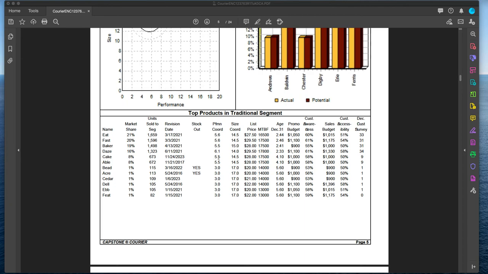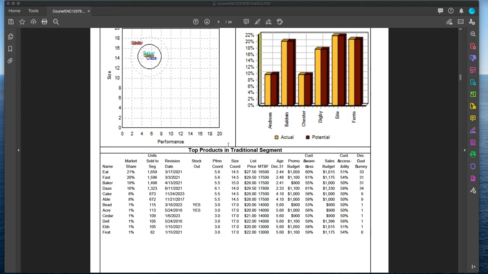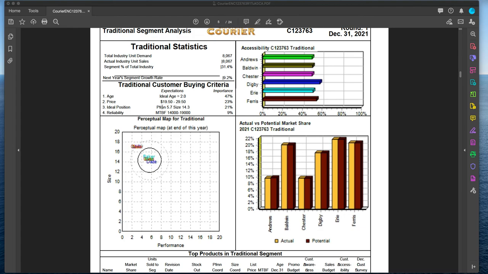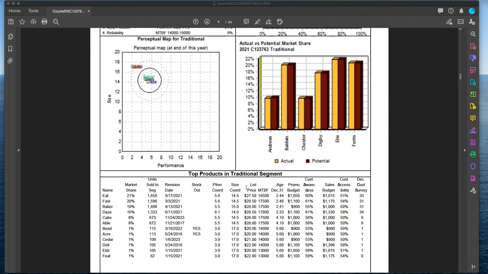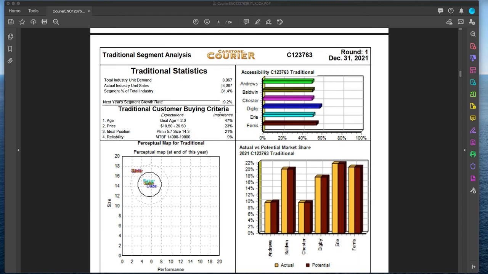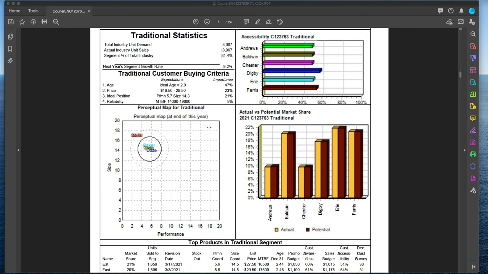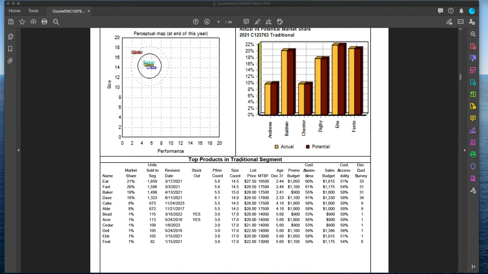Because looking here at the coordinate sizes, it doesn't look like they are much far off from what the ideal position is. So that's not too bad. And then if we look at the price, both Cake and Able, they're at the higher end, but they're not the highest. So I would say the main thing there is to consider the age and make a revision for the next year.